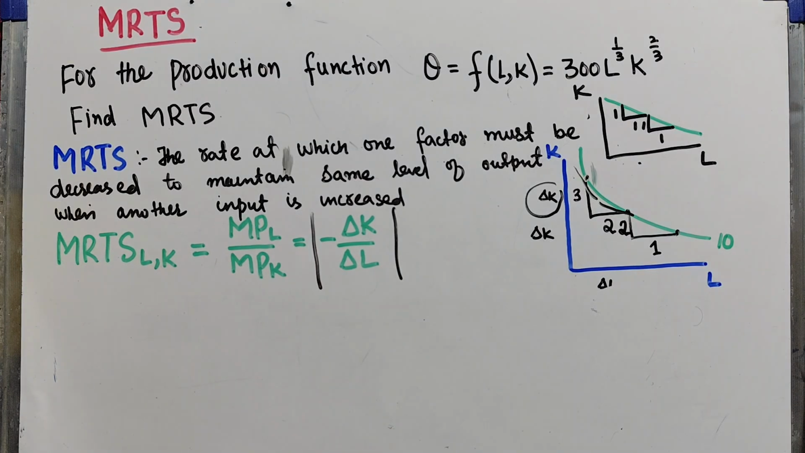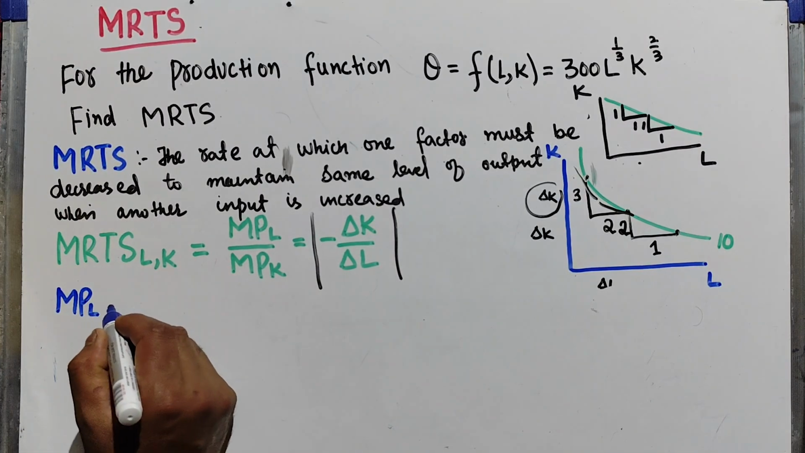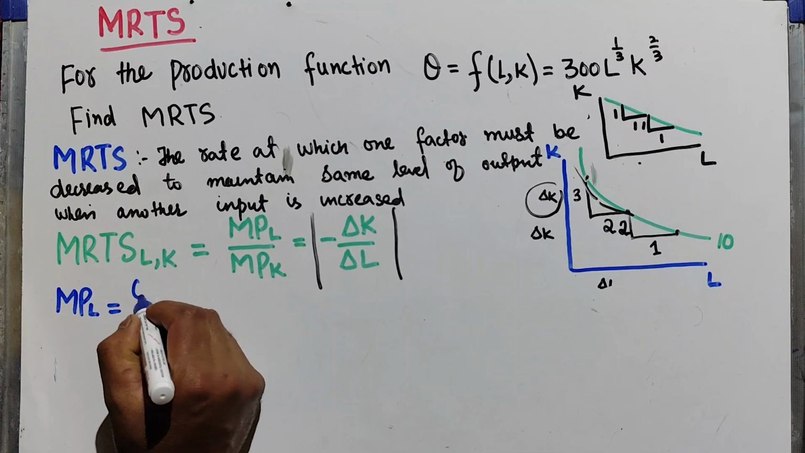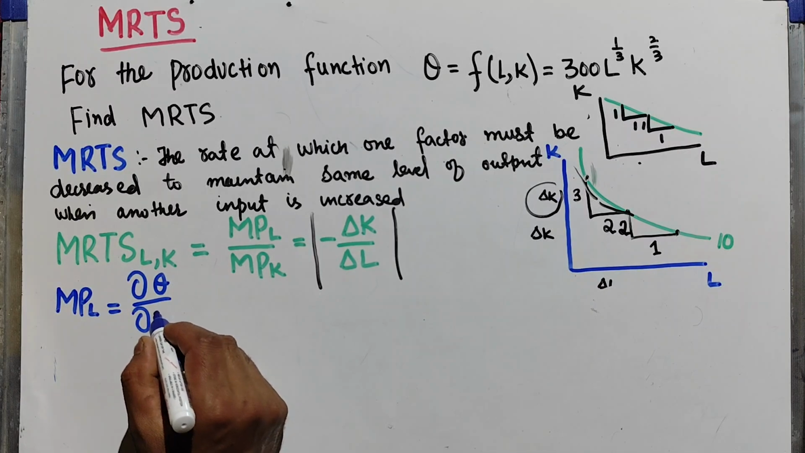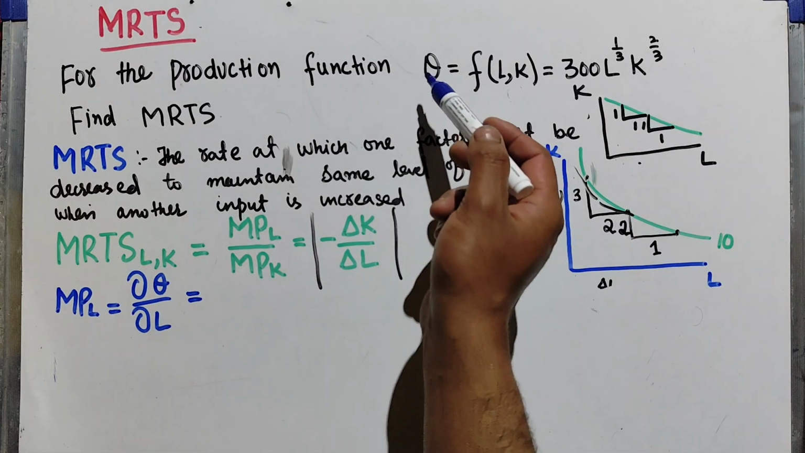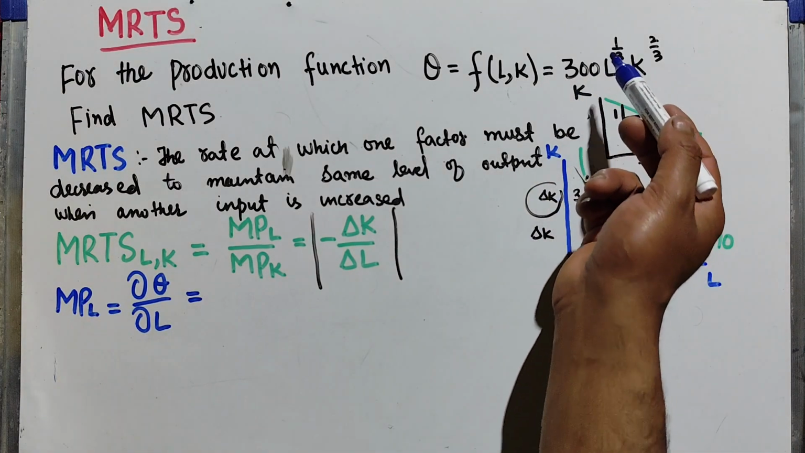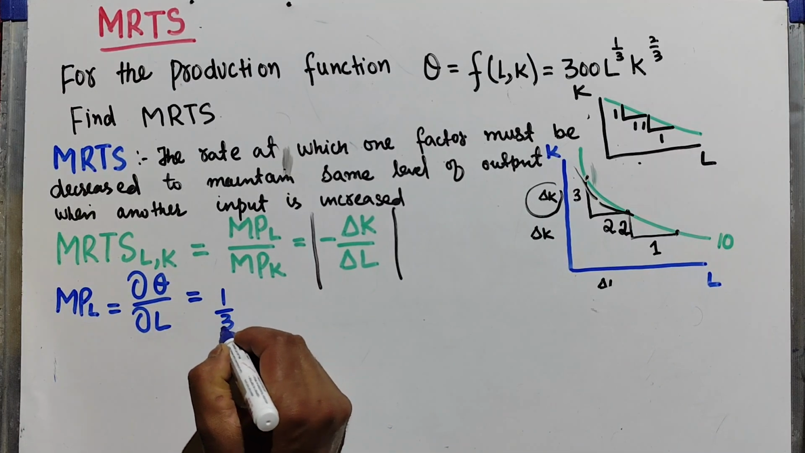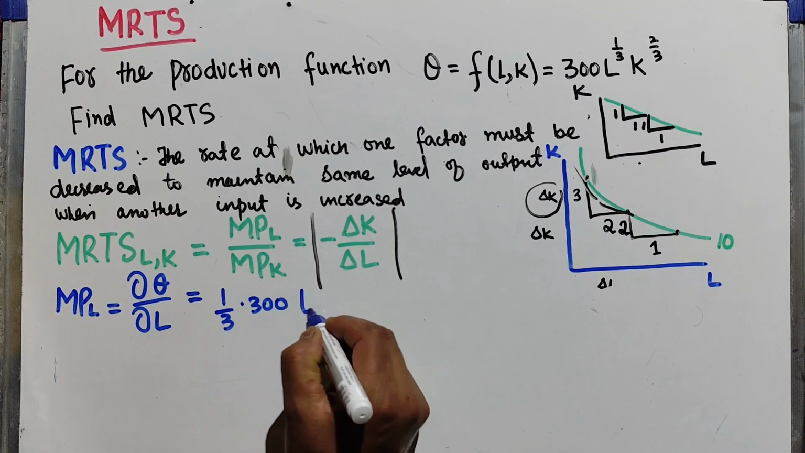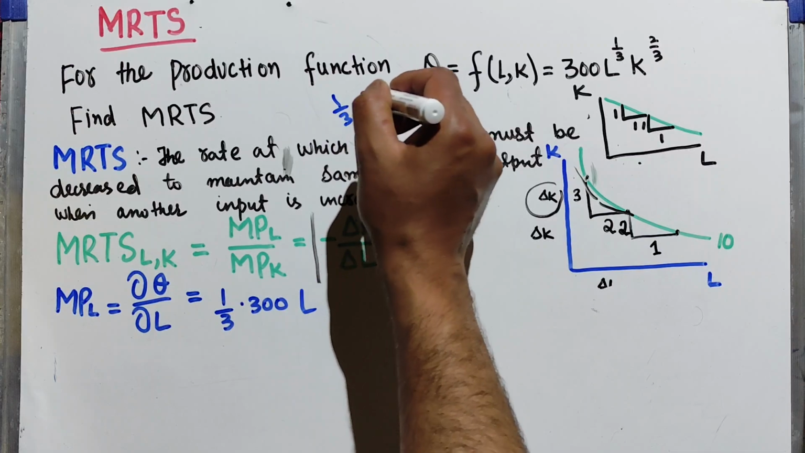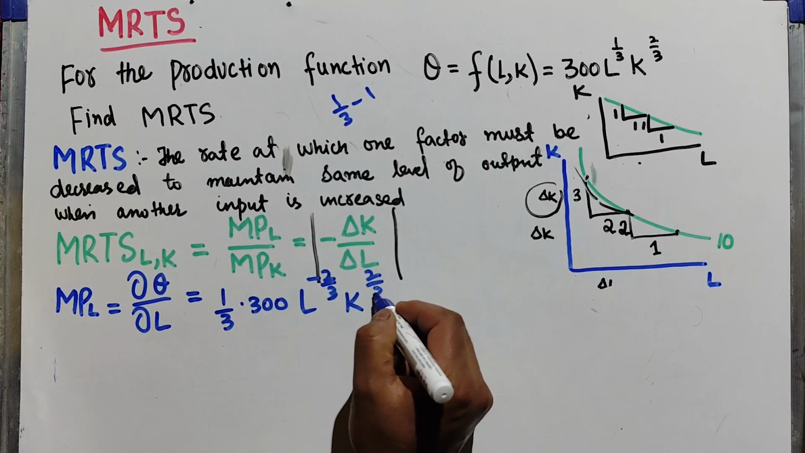Now let's calculate the marginal rate of technical substitution. First we need to calculate the marginal product of labor. Marginal product of labor is simply the change in the output due to the change in the units of labor employed, that is, the partial derivative of this production function with respect to labor. If I partially differentiate this, the exponent of L becomes the coefficient, so we have 1 upon 3, then we have this 300, and the exponent of L is subtracted by 1, so 1 upon 3 minus 1 becomes minus 2 upon 3, and K raised to the power 2 upon 3 remains the same.